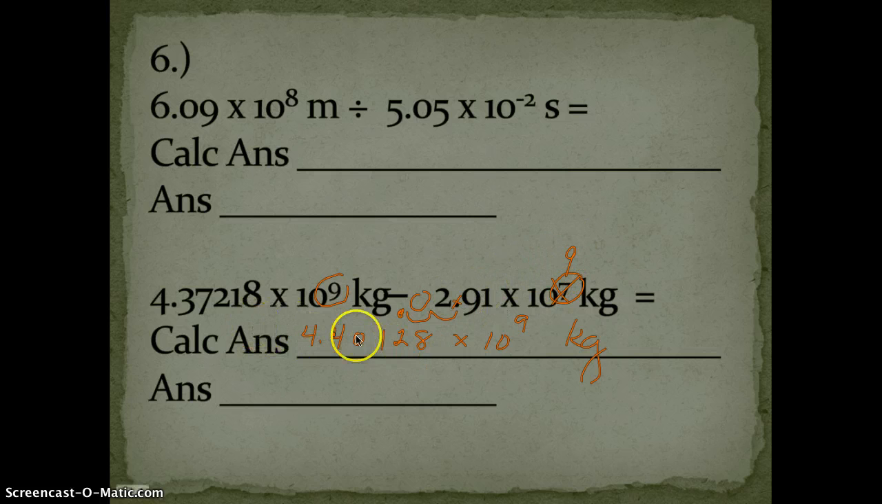So if I add this up, I get this calculator answer. My first measurement goes to 1, 2, 3, 4, 5 places after the decimal. And my second measurement goes to 1, 2, 3, 4 places after the decimal, which means this is my limit. So I end up with 4.4013, sorry, I scribbled that out, I wasn't counting properly, times 10 to the 9th kilograms.